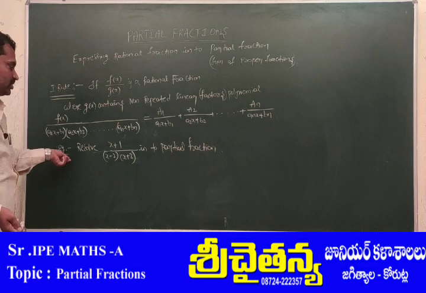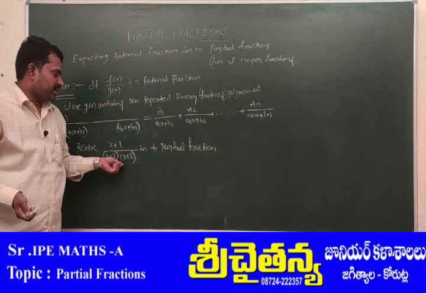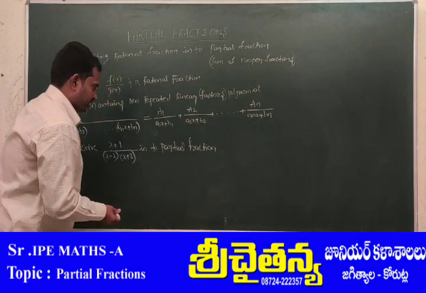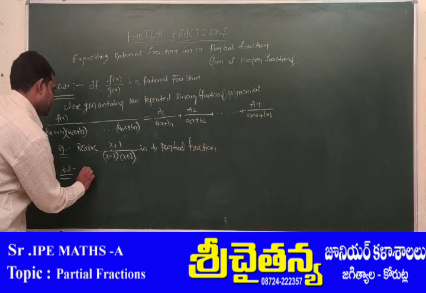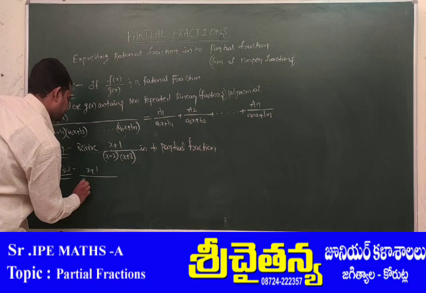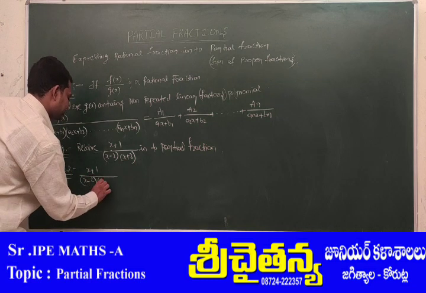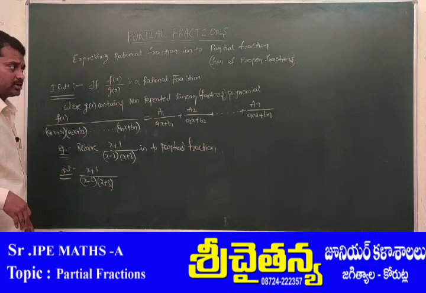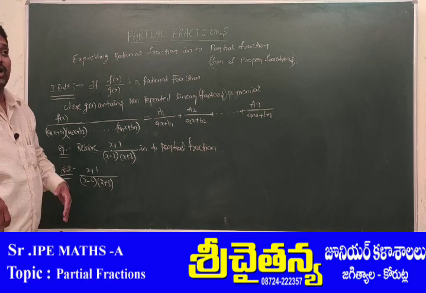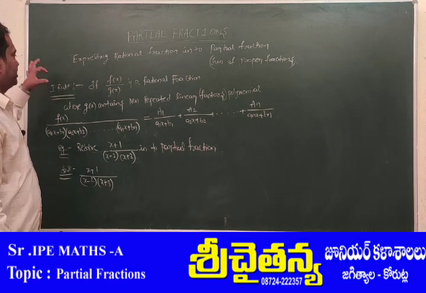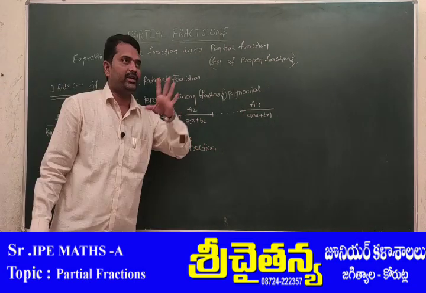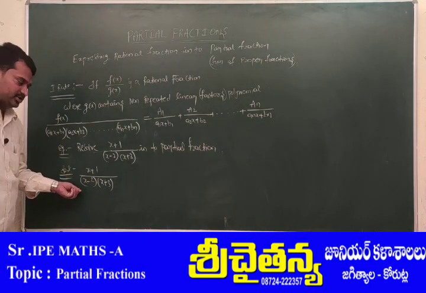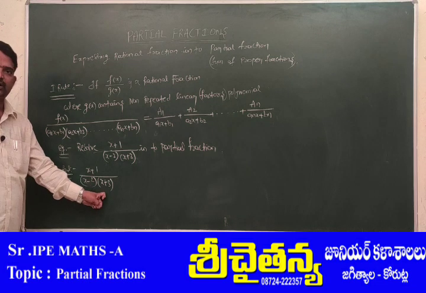So now what is the question? Resolve (x plus 1) by (x minus 2) into (x plus 3) into partial fractions. How can we solve this question? Solution: first we have to write (x plus 1) by (x minus 2) into (x plus 3). When you are solving the question, which rule is it suitable for? What is the first rule? G of x contains non-repeated linear polynomials. See here, in g of x we have x minus 2 and x plus 3.